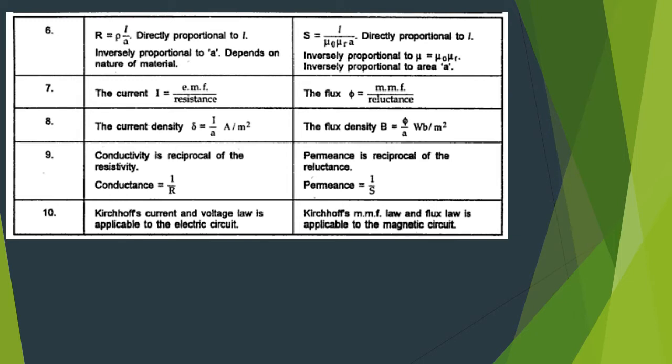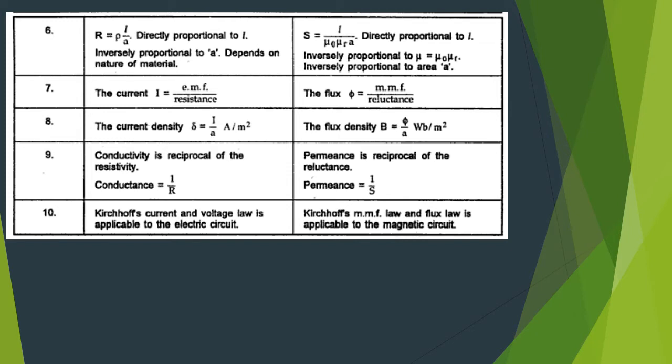Here also, reluctance is directly proportional to the length. Reluctance is inversely proportional to the permeability. Permeability is written as mu is equal to mu 0 into mu R. And it is also inversely proportional to the area of cross section.